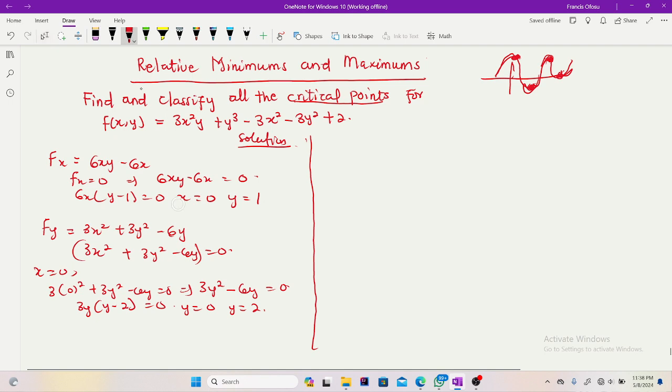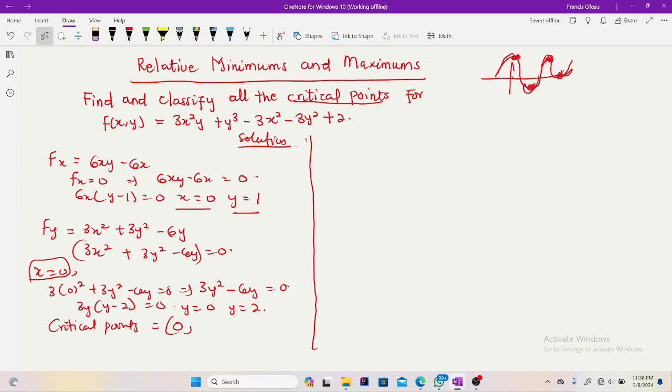Then, if x is equal to 0 and I'm getting two y values, I'll say that the first two critical points are equal to the x being 0. You see, when x is equal to 0, that's what I use. But initially, it has 0 and 1. So when x equals 0, I have x0, comma, y0.